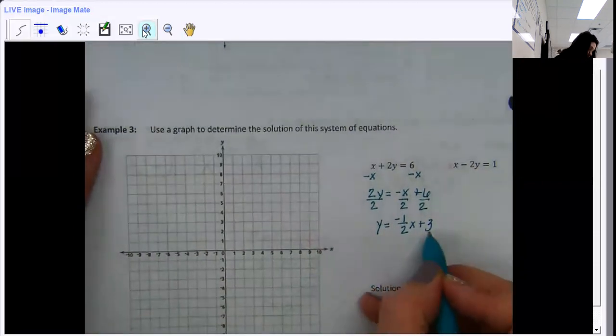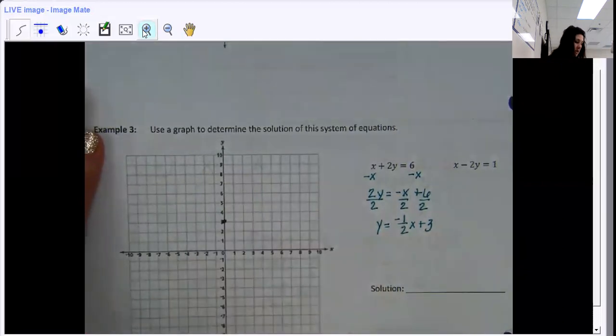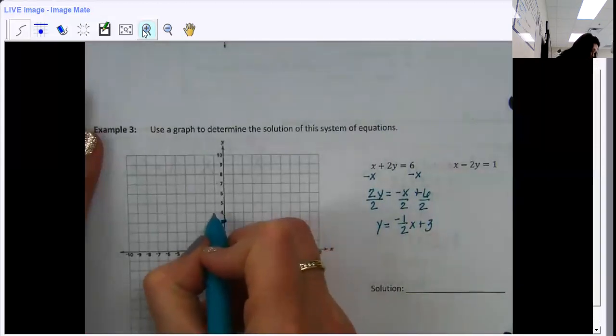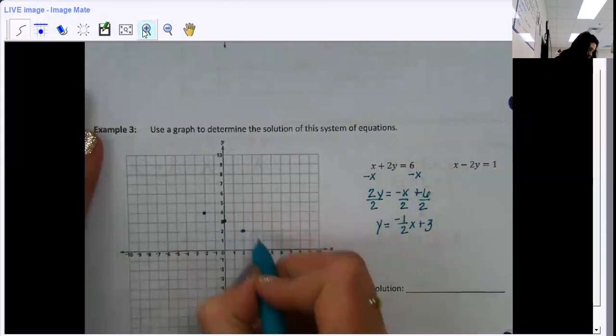Plotting a point at 3 on the y-axis, because it is my y-intercept. And then I plot a slope of -1/2, so go up 1 and to the left 2, or you could go down 1 and to the right 2.